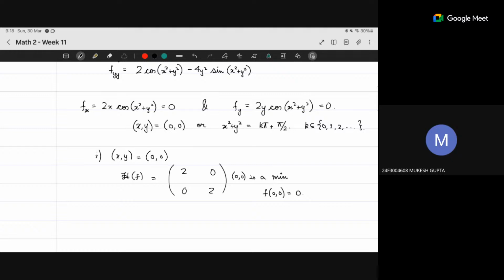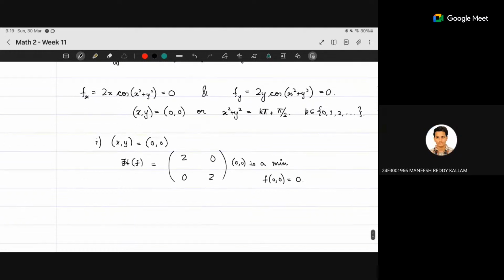But for x square plus y square, the minimum value is only 0, right? No, x square plus y square can go to something like 3 pi by 2. x square plus y square itself cannot go negative, but the sine of that could go negative. Sine of 3 pi by 2 is minus 1.